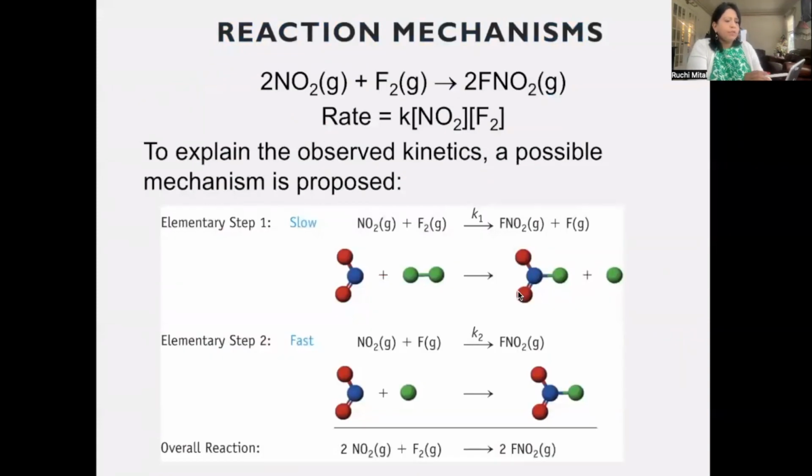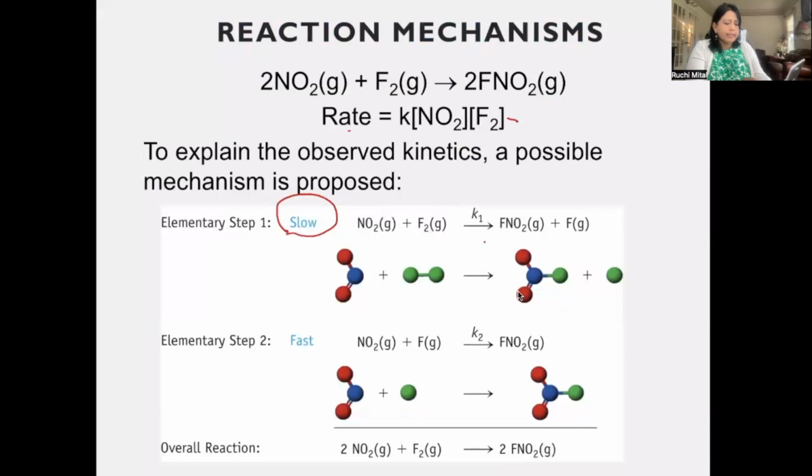So if they have given you this equation, they're telling you that the rate is k[NO2][F2]. So that means it is first order with respect to nitrogen dioxide and first order with respect to fluorine. Explain the observed kinetics as a possible mechanism, right? So they have given you over here, this is your slowest step. If you look over here, as per the slowest step, you can say that this makes sense, that this is your rate law for this equation.